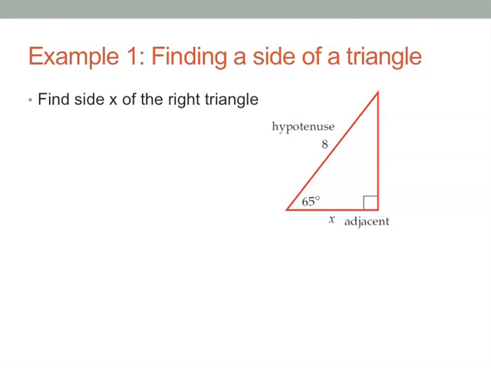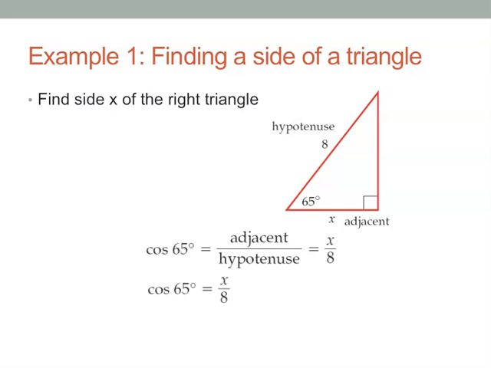Now we want to write a trig ratio that involves all this information, including x, so that we can solve for x. Since we have the adjacent side we're trying to find, and we are given the hypotenuse, it looks like we should probably use cosine. So cosine of 65 degrees is equal to the adjacent over the hypotenuse, which is x over 8. So now we have an equation that we can use to solve for x.